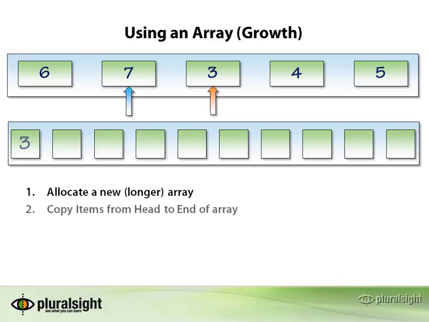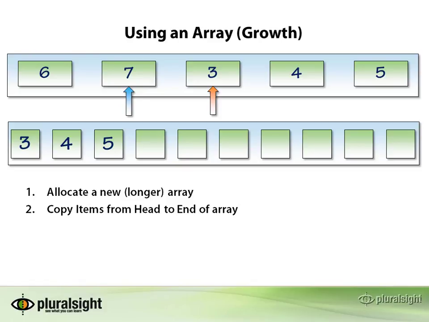Next, we'll need to copy the items from the head pointer of the queue to the end of the existing array. This copies items 3, 4, and 5. Notice I said the head pointer of the queue to the end of the array. Unless the head pointer was at index 0, we haven't yet copied everything.